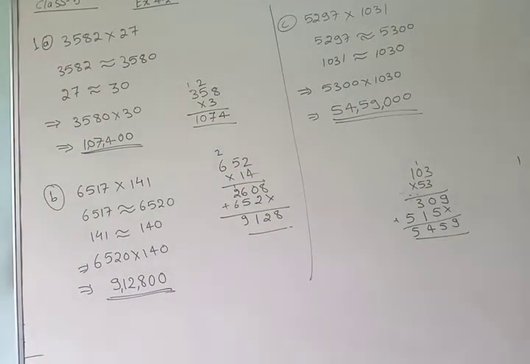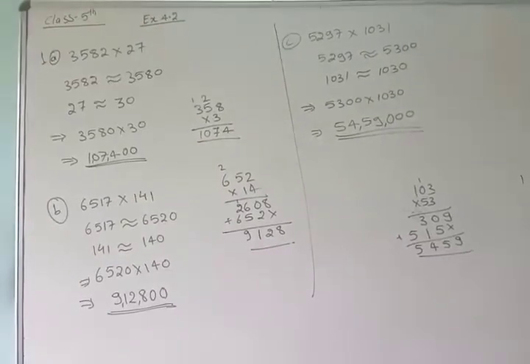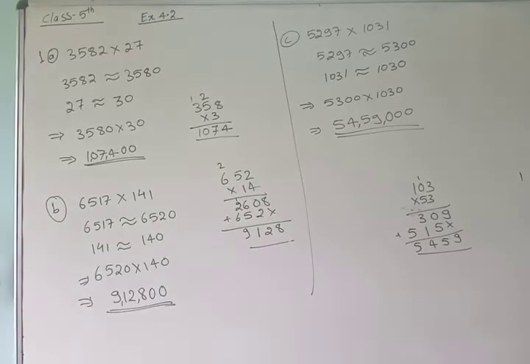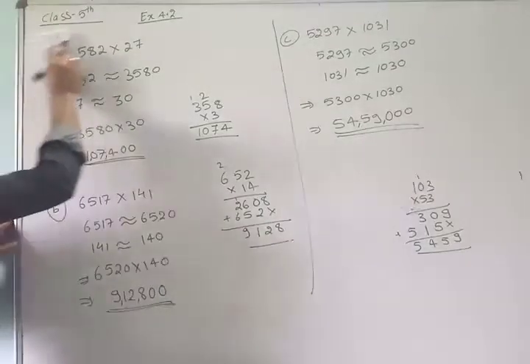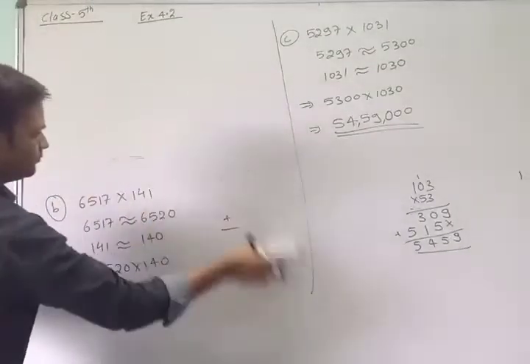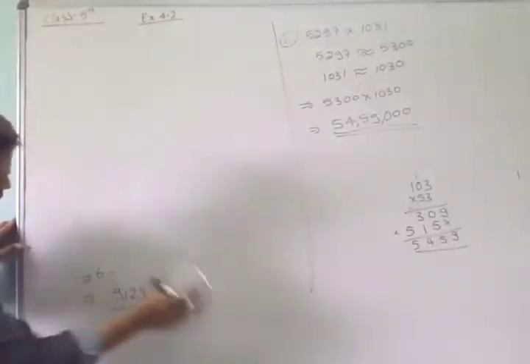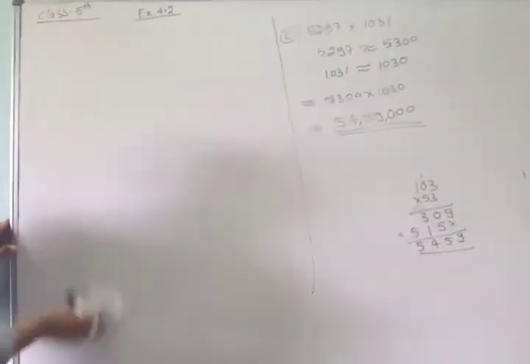So first question is clear to everyone. Then come on, second question. What is the second question? Second question is a word problem. In a word problem also, we just have to multiply.